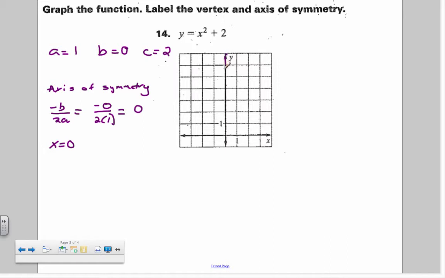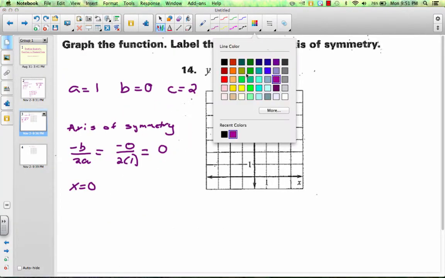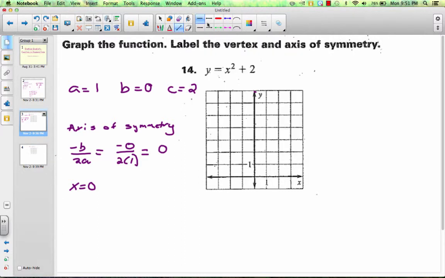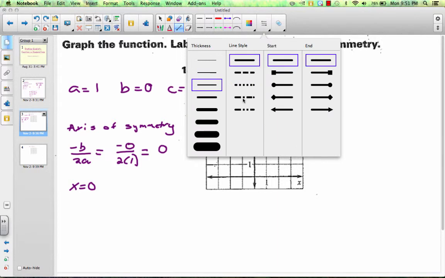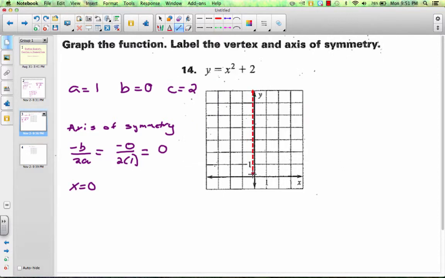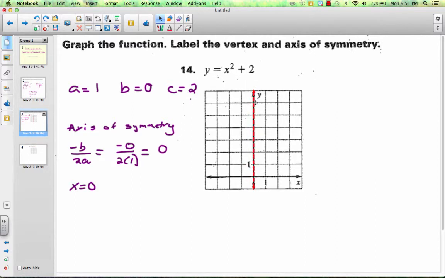It's a vertical line because all of our x lines go through the y-axis. So if I go to my tools here and I get out a line tool, let's make it red. Okay, and I'm going to make it a kind of dashed line because it's just my axis of symmetry here. And we'll go ahead and do a dashed red line right through the x-axis, or the y-axis, excuse me. So this is my axis of symmetry, the line x equals 0.